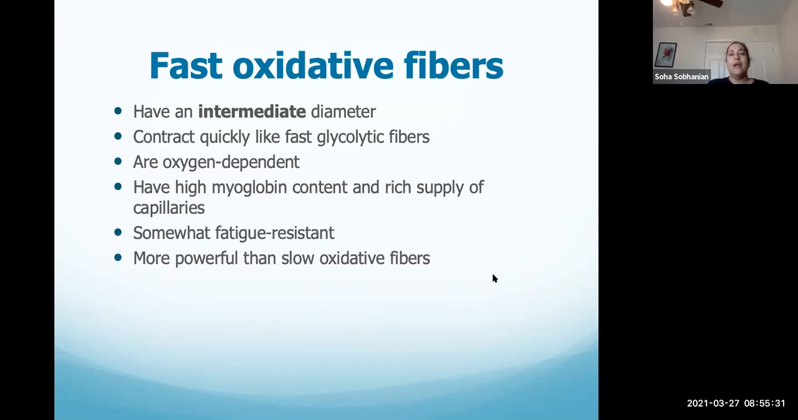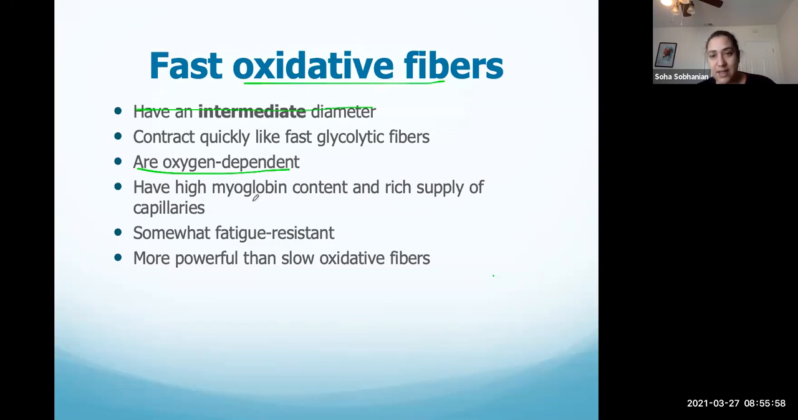Okay, so again, you don't need to know the diameter of these muscles. We do need to know that they contract quickly, hence the word fast. And they are oxygen dependent, right? Because we're using the word oxidative. They are high in myoglobin content. So again, because they're oxidative, they have a lot of blood vessels going to the tissue.